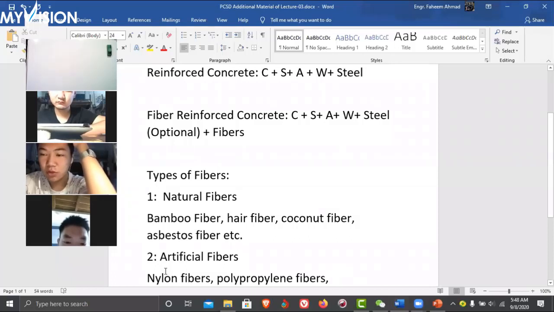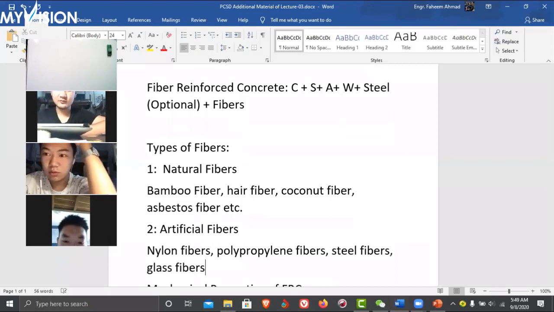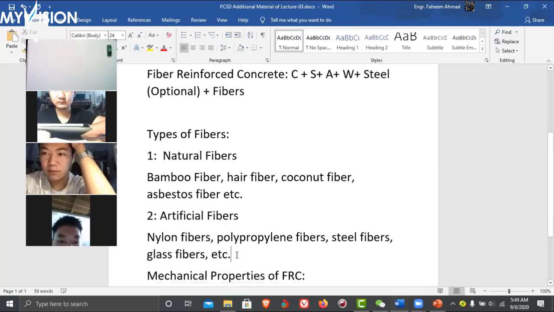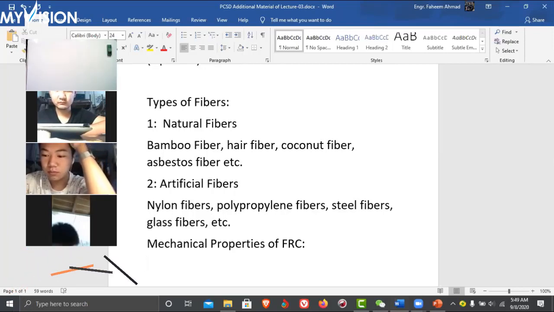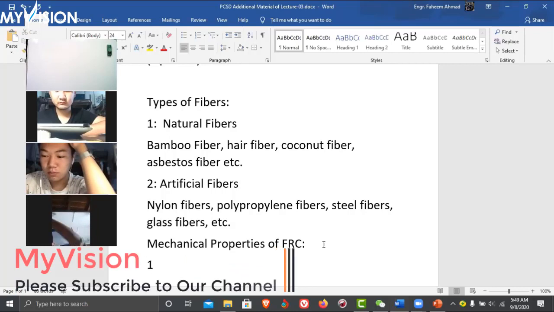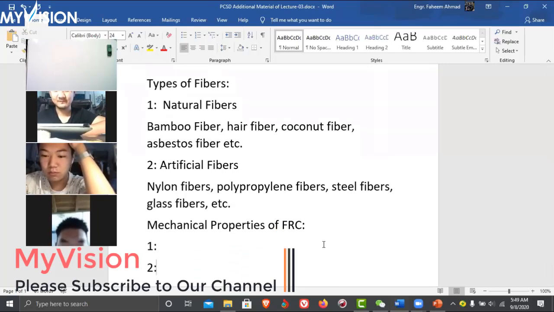These both are related to the plastic fibers. And steel fibers, glass fibers. All these are artificial fibers and etc. What are the mechanical properties of fiber reinforced concrete? There were three basic mechanical properties. Do you remember?